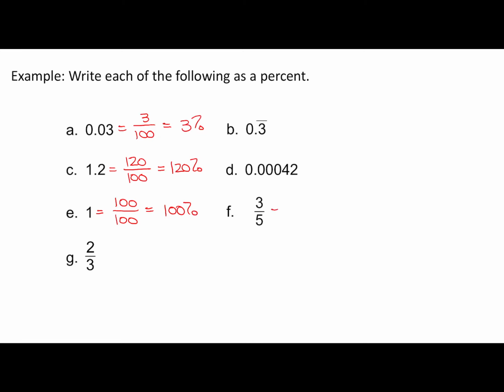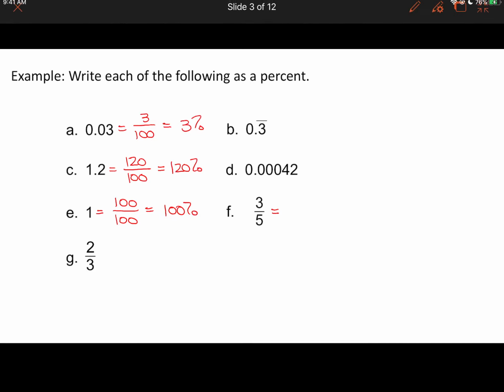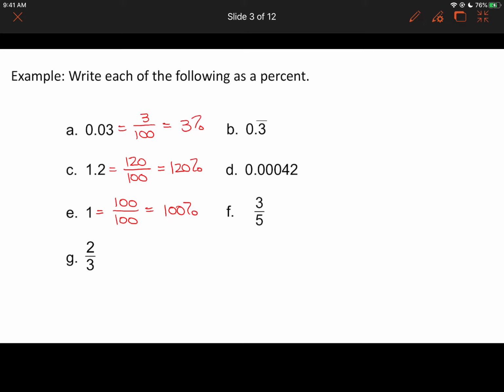Let me skip over to F here. To write 3/5 as a fraction with a denominator 100, I need to multiply top and bottom by 20. So I get 60 over 100, which is 60%. And now let's take a second and look at these. So you should recognize a pattern, and the pattern is that if I take the decimal and move it 2 places to the right, that gives me my percentage. So with 1.2, if I move that decimal 2 places to the right, I have an understood 0 here, and so that becomes 120%, for example.